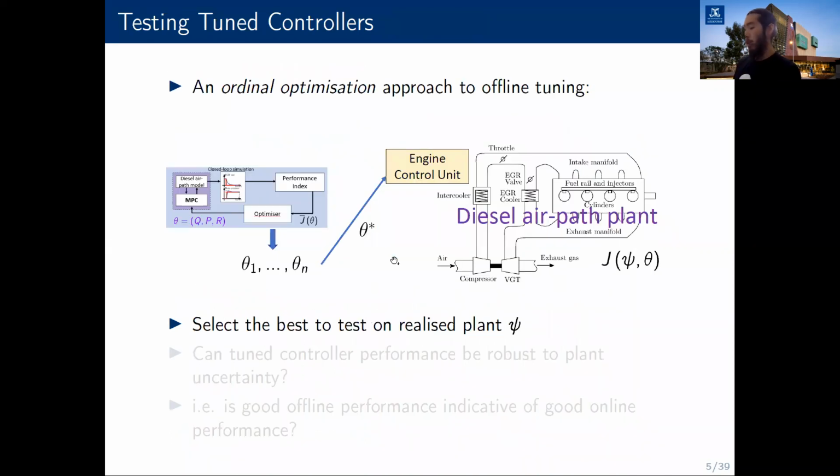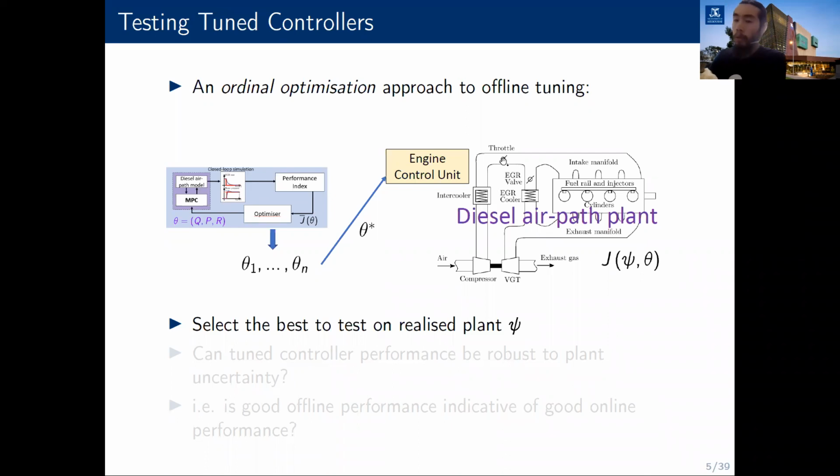Once we've got a tuned controller offline, then logically we want to go ahead and test it on the physical engine. Actually, at the Toyota facility in Japan, they don't allow you to take in cameras. So unfortunately, I don't have a picture of the diesel engine plant, but I have this drawing instead.